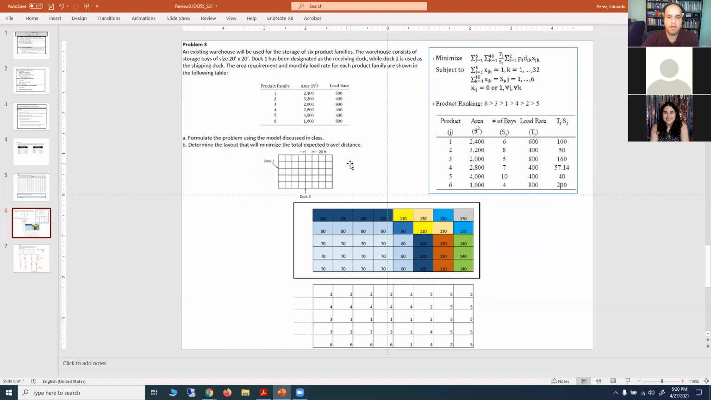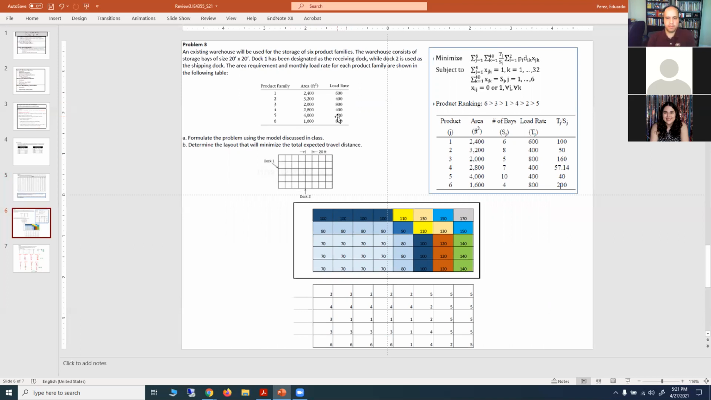Okay, so we have several pieces of information here that are needed for you to solve this problem. Starting with the area that you have available: each square is going to be 20 by 20, and you have this many cells in the warehouse based on that area. You have the location of the doors, and also information about the product family, the space you need, and the loading rate.